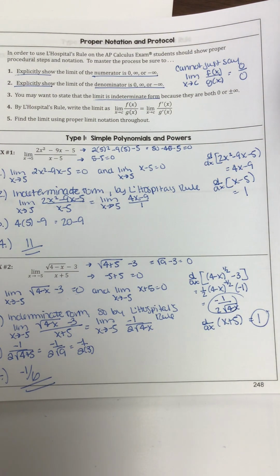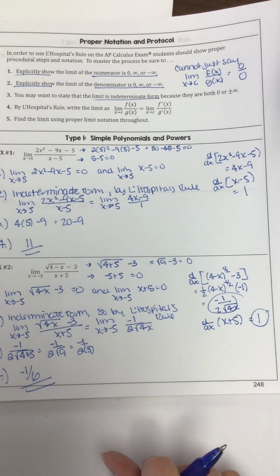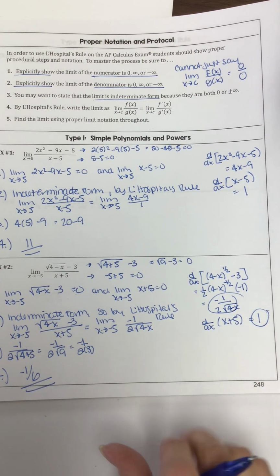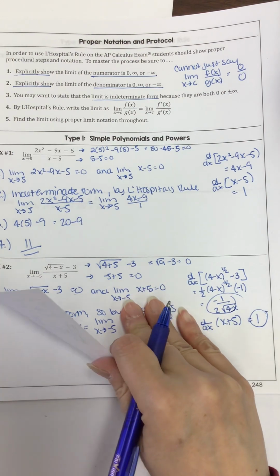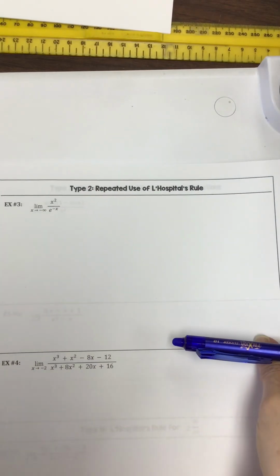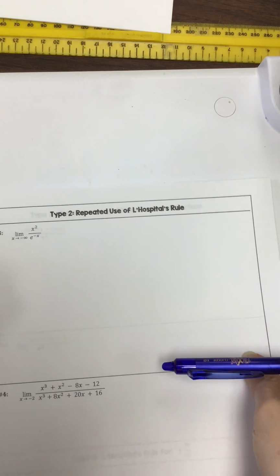Okay. So, just because you do it once, if we do another direct substitution and we end up with another indeterminate form, you can do it again. So you can keep deriving it. You can. And sometimes you should.